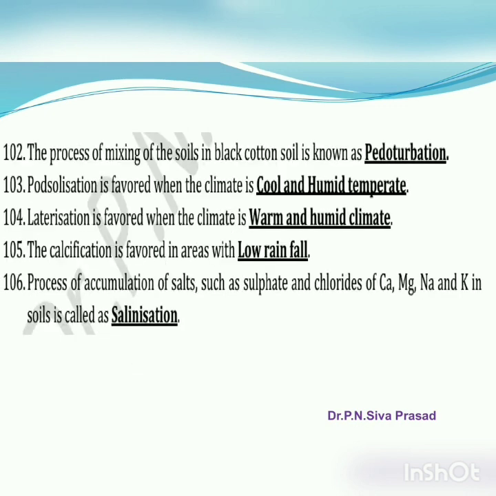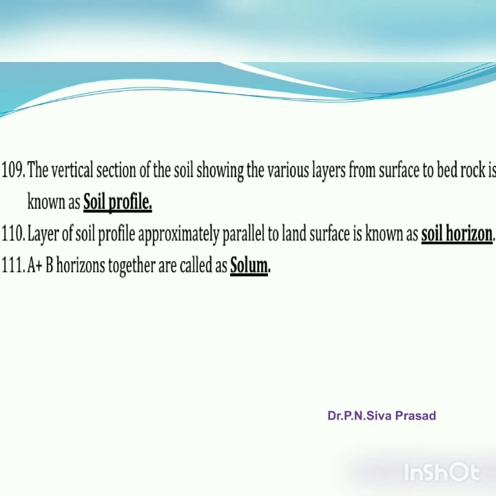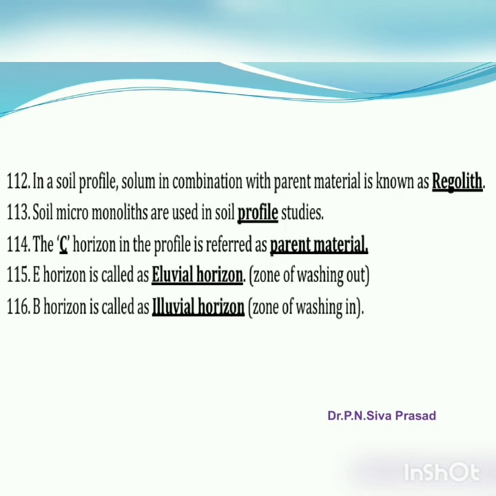Process of accumulation of salts is salinization. Process of mixing of soil materials is pedoturbation. The process of accumulation of sodium ions is called alkalization or solonization. Process of removal of sodium is called dealkalization or solodization. The vertical section of the soil showing various layers is called soil profile. In a soil profile, C horizon is called parent material, E horizon is called eluvial horizon.